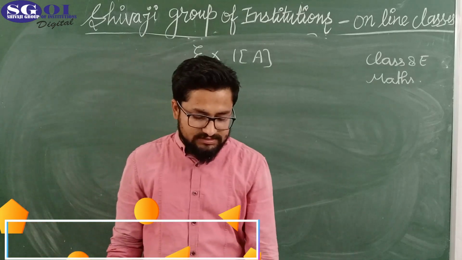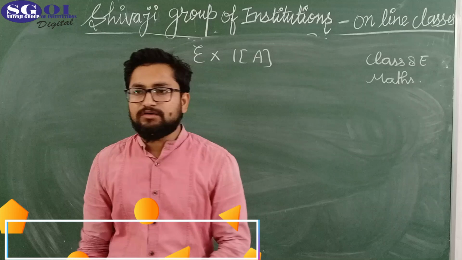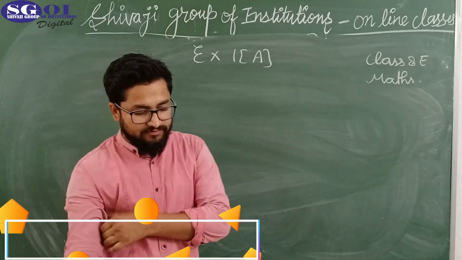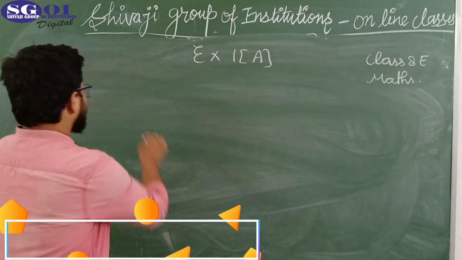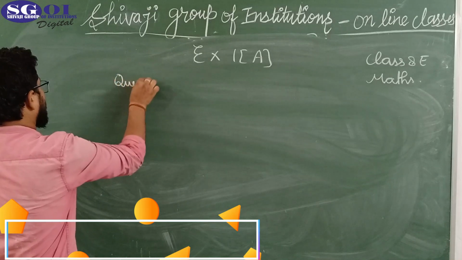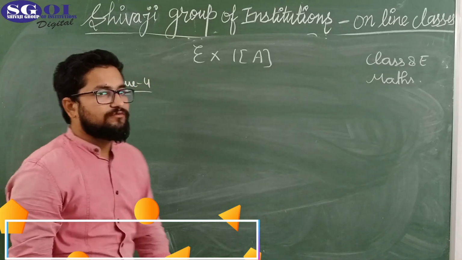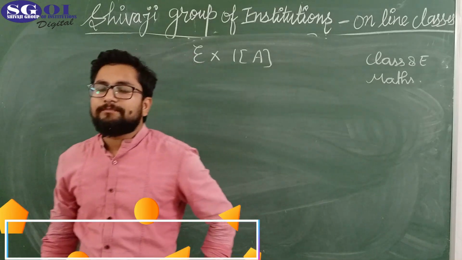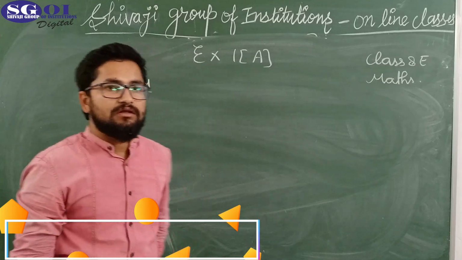Students, in the last class we discussed questions 1 to 3. Today we will be looking at question number 4. In question number 4 we will be learning how to compare the two given rational numbers.